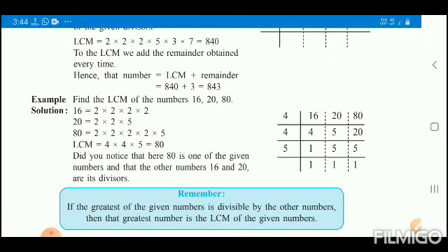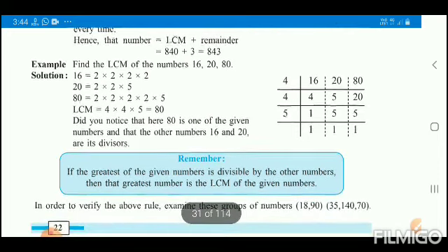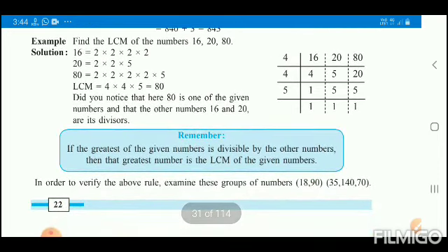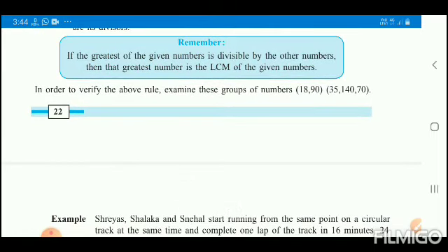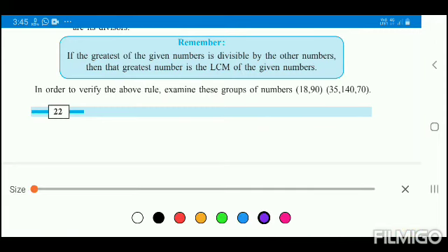Okay. Now next they have given: find the LCM of the numbers 16, 20 and 80. Here they found the LCM of the numbers is 80. Did you notice that 80 is one of the given numbers and that the other numbers 16 and 20 are its divisors? So if the greatest of the given numbers is divisible by the other numbers, then that greatest number is the LCM of the given numbers. In order to verify the above rule, examine the groups of numbers.